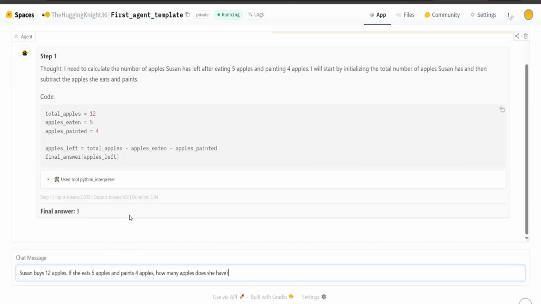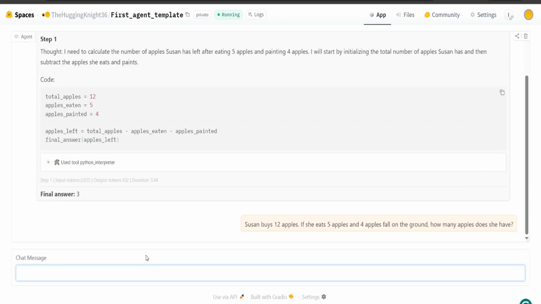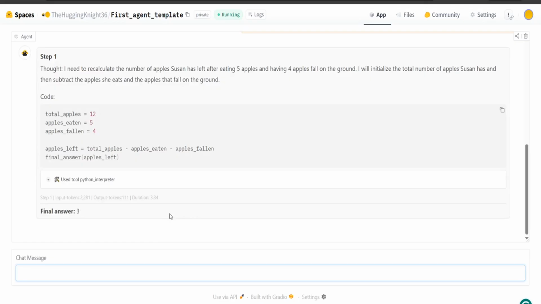We could also try another example, like if 4 apples fall on the ground. Again, 4 apples fall to the ground, but it does not affect the amount that she has because she can just pick them up. So in this part, the apples falling should not be there.